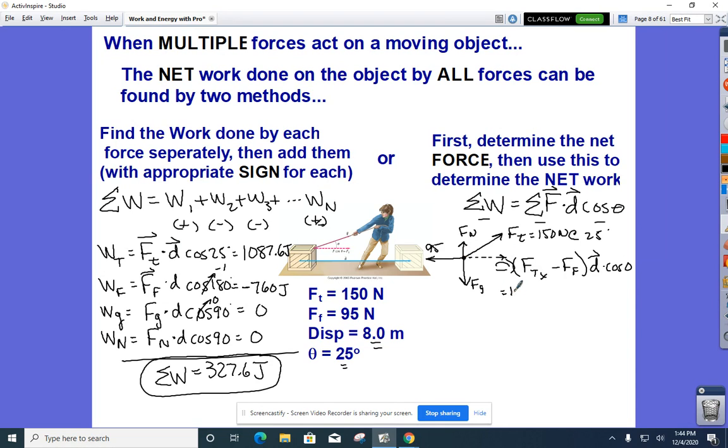So let's just go ahead and do that. 150 times the cosine of 25 minus 95, multiplied by 8, will give me that as well. So let's just check that. 150 cosine 25, that's 135.94. Take away 95 from that, I get 40.995, and then multiply that by 8. And sure enough, I get 327.6 joules. Found another way. Sometimes it's easier to do this one. Sometimes it's easier to do that. And there we go. That completes the first lesson on work for AP Physics C Unit 3.